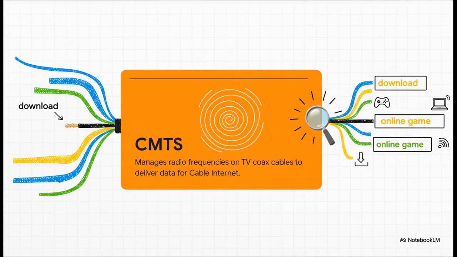All right, next up is the CMTS, the Cable Modem Termination System. This thing is the absolute heart of a cable internet setup. It's a total powerhouse that's managing all the different radio frequencies being blasted down the same TV cable, making sure your movie stream doesn't mess with your neighbor's online game.